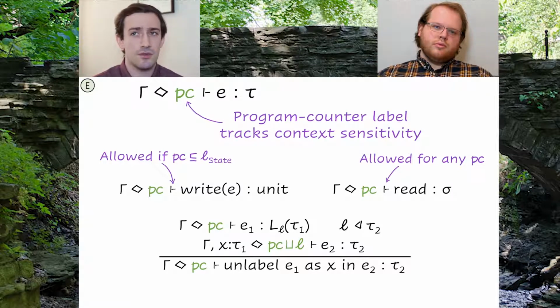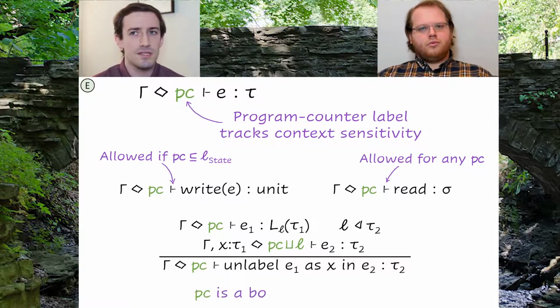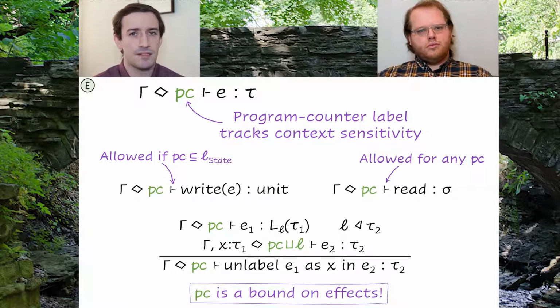Oh, there's actually another way of thinking about the PC label that I think you'll really like. The PC label is a bound on the effects an expression can produce. Interesting. That's not how I'm used to thinking about effects. Oh? What would you do? Well, I'm used to using monads to reason about effects. How do those work? Can you explain it to me?